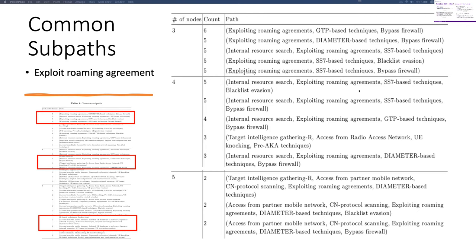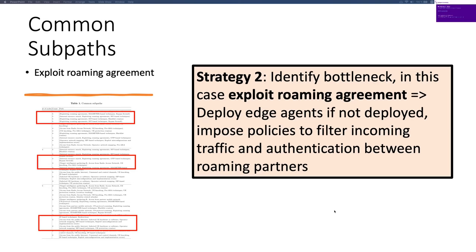And before exploiting roaming agreements, usually an attacker would probably need to search in the internal database, so internal resource search, to see whether the roaming agreement contracts or such exist, and also other CN protocol scanning, which stands for core network protocol scanning, to look for other connected core network nodes. So from these results, a security analyst can probably identify what the bottleneck is, in this case, exploiting roaming agreement. And some papers suggested that, for example, deploying edge agents would be a possible way to reduce the risk from the roaming agreement, and also imposing policies to filter incoming traffic, and having some authentication between roaming partners.